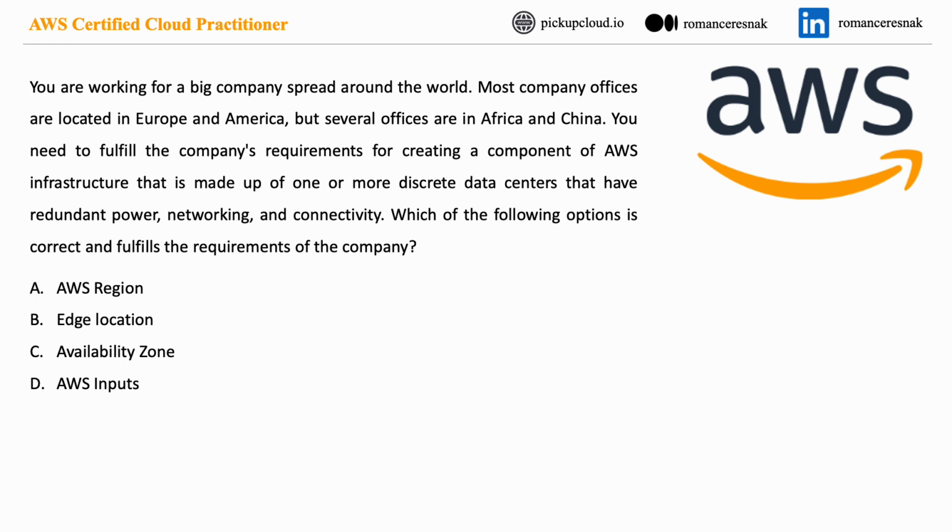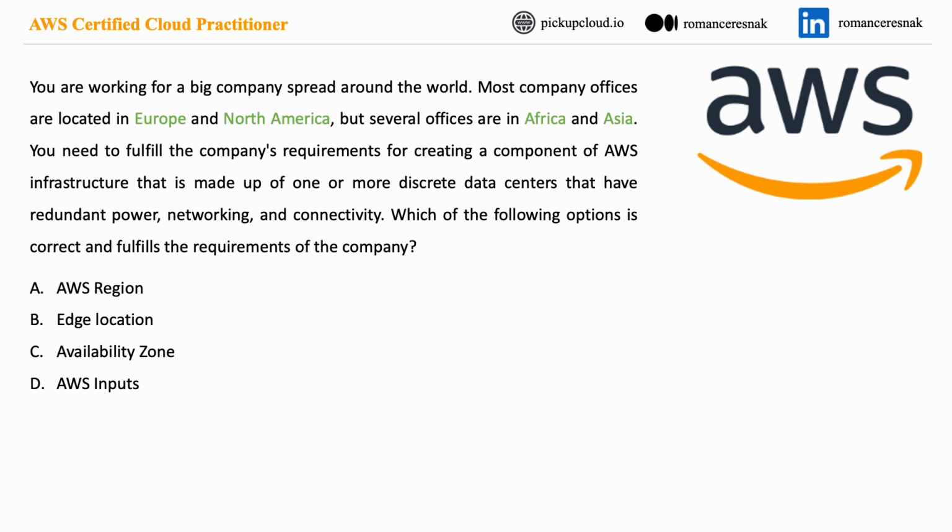Let's go sentence by sentence and highlight the most important words. In the first sentence, important words are continents like Europe, North America, Africa, and Asia. So let's highlight them with the green. In the second sentence, important words are data centers, redundant power, networking, and connectivity. So do the same as I did in the first sentence.